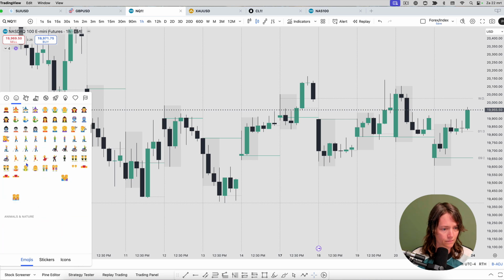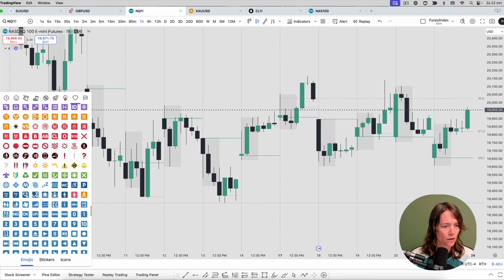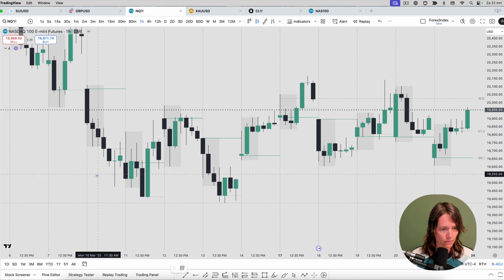Emojis. Do I have like an X or a cross, or do I never use these? Yeah, I do. All right, so boom. That's super big. Come on. All right. So that's one. Worked out.